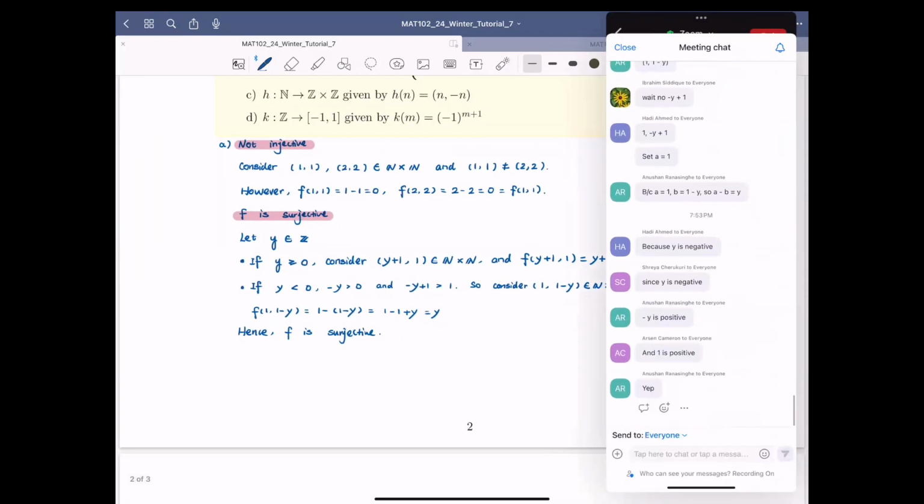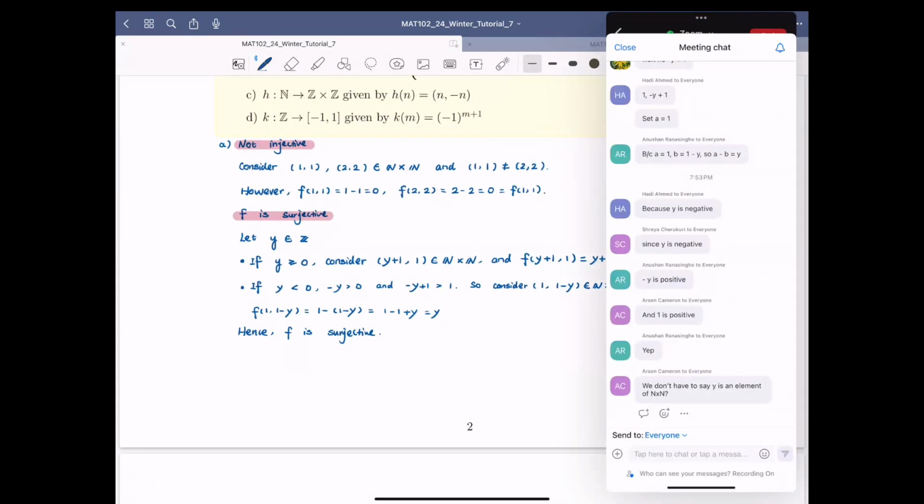Does this make sense? Yep. Okay. You're all good. We don't have to say y is an element. What do you mean?